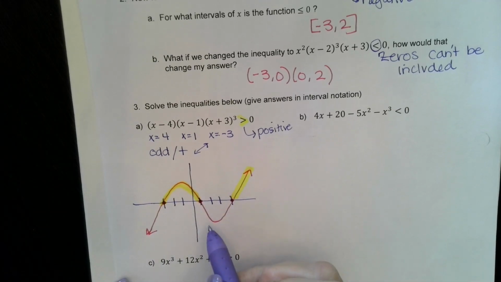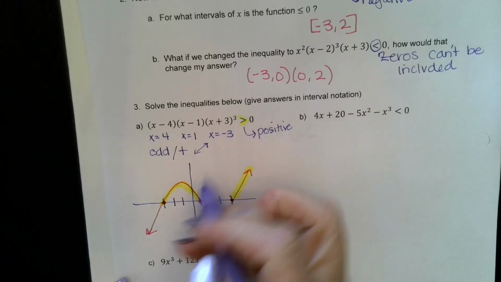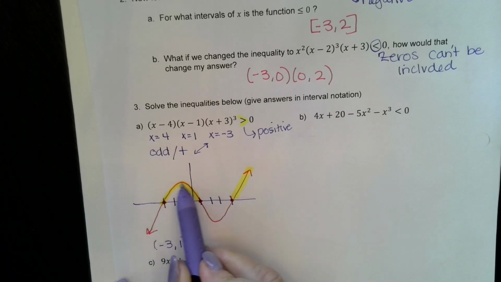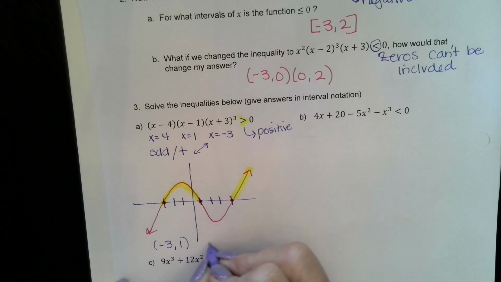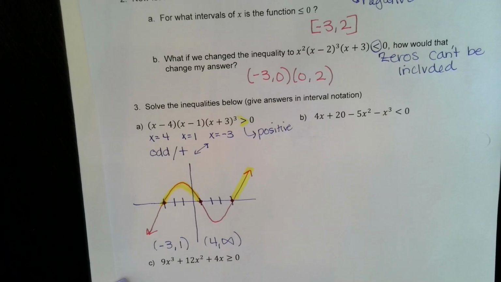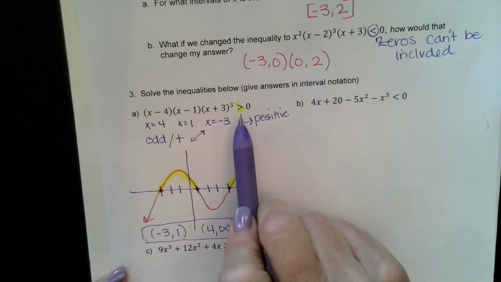So when I write this, remember it's only greater than, there's no equal. So this is going to be -3 to 1. This is above. And then it's going to be 4 to infinity. So this is my answer right here. That tells me when it's positive.